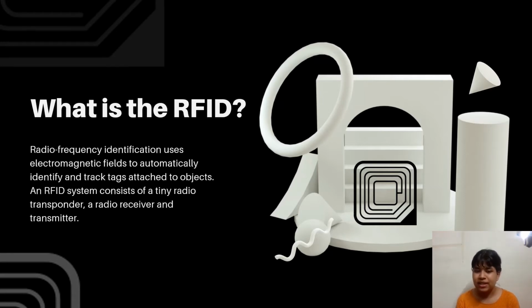Radio frequency identification uses electromagnetic fields to automatically identify and track tags attached to objects. An RFID system consists of a tiny radio transponder, a radio receiver, and a transmitter. RFID is a technology less heard of when compared to other technologies, but is very useful in IoT. RFID tags are used in IoT and are either embedded or tagged onto devices.